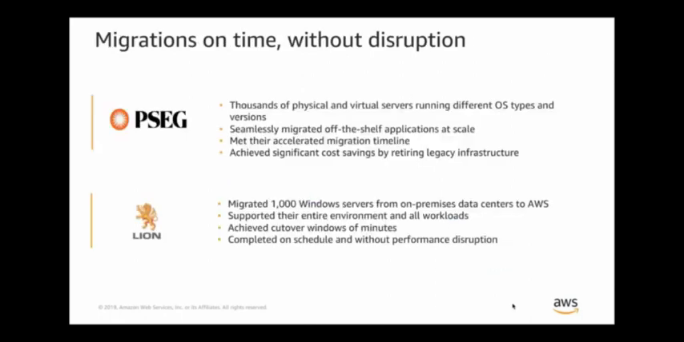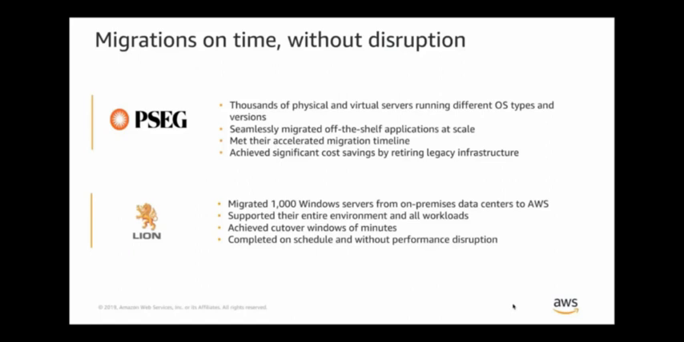Two of the success stories I'd like to talk about among the many hundreds of migrations we've done. Since 2012, we've helped many enterprise customers move to the cloud. But with CloudEndure specifically, the two customers that we are very proud of, one is PSEG. PSEG had thousands of virtual and physical servers running different OS types, and we seamlessly migrated their off-the-shelf applications at scale, and we helped them migrate into the cloud and start their cloud journey. We did this migration in a very accelerated timeline, and we achieved significant cost savings by retiring their legacy architecture.